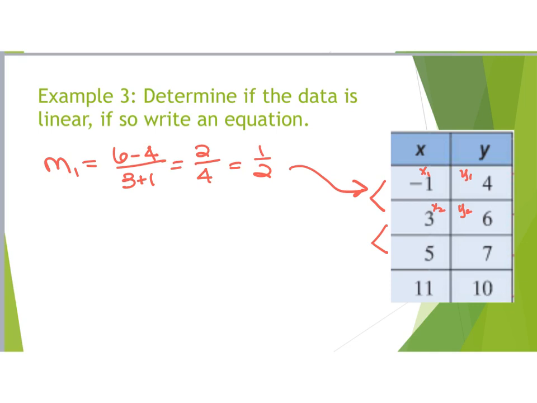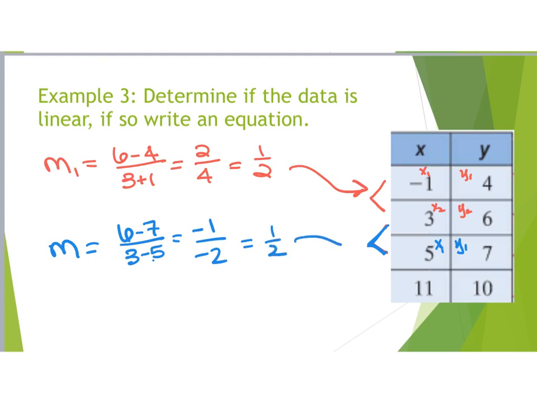Likewise, for my next 2 points, because they have to be consecutive, I've already got this one labeled x2, y2, so I'm going to call this one x1, y1. My slope for my next 2 points is going to be 6 minus 7 divided by 3 minus 5. 6 minus 7 is a negative 1. 3 minus 5 is a negative 2. Negative 1 divided by negative 2 is a positive 1/2. So here, my 2 slopes are in fact the same. So we would say yes, these are linear.